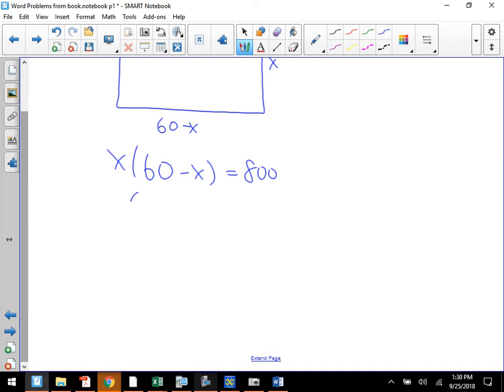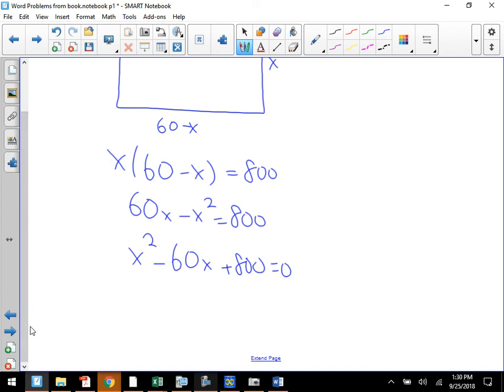Distribute out, you get 60x minus x squared is 800. And then when we have to factor something, we have to set it equal to 0. Whenever you factor something, you always want to make sure that you have your first term positive. You don't want to factor when the first term is negative, because that's just awful. So we're going to get x squared minus 60x plus 800 is 0. Now, at first glance, you might be thinking, holy crap, I don't want to try to multiply what times what's 800 to get to 60, until you realize it's just 40 and 20. Okay.